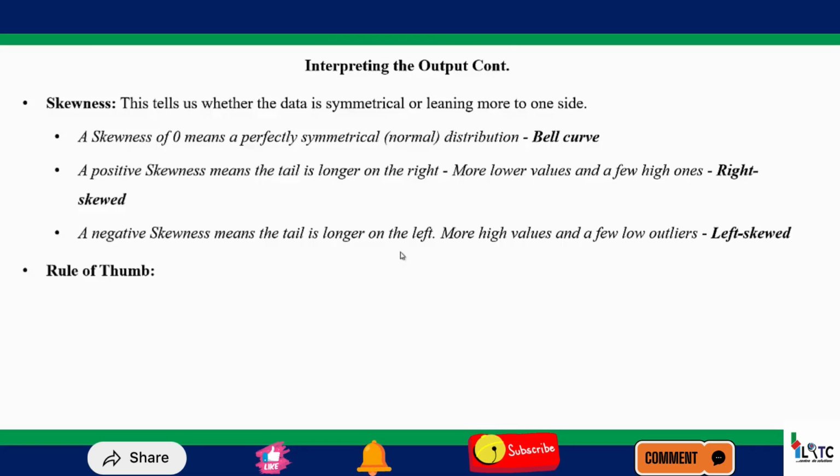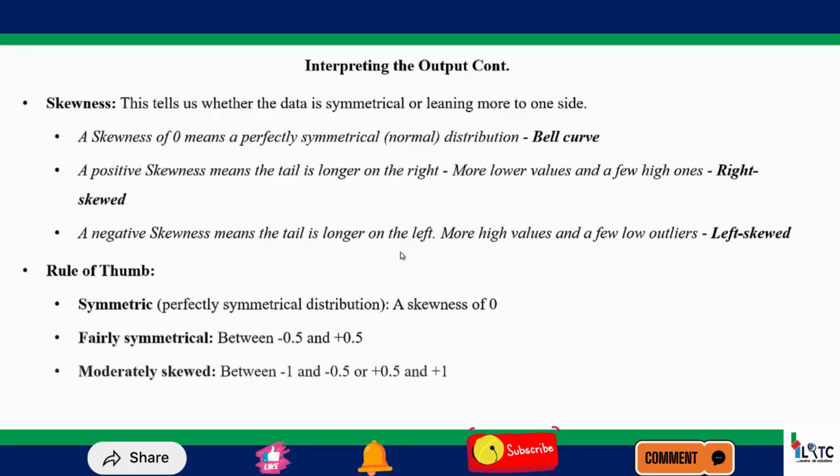While a negative skewness means that the tail is longer on the left, more high values and a few lower outliers. So that means the variable is left skewed. But there are some rules that you need to take notes of. Before you can say your data is symmetric, fairly symmetrical, or moderately skewed, you need to take note of this.